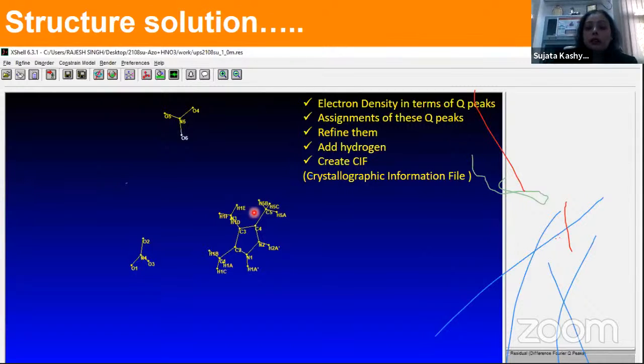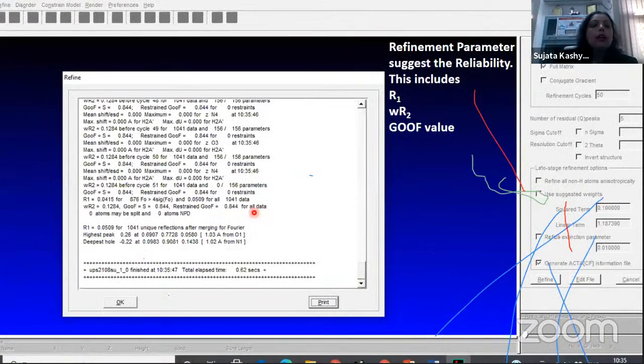Then during refinement, we can see there are two values, R1 and R2. These are called refinement parameters. R1 and R2 suggest the reliability, how much we can rely on our data, how much we can trust our data. The R1 should be less than 10 and the WR2 should be less than 20.